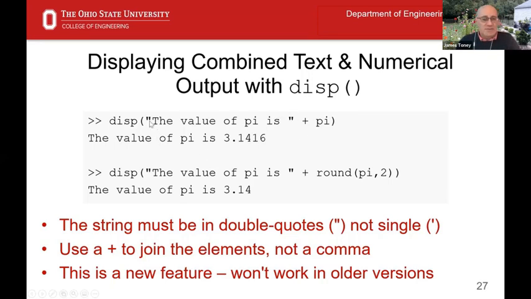But the syntax is finicky here. This has to be double quotes, and the way you join them is with a plus. Okay, so when you do this, it will automatically convert the value of pi to a string and then join it with this string here. Okay, and you'll see the value of pi is 3.416.